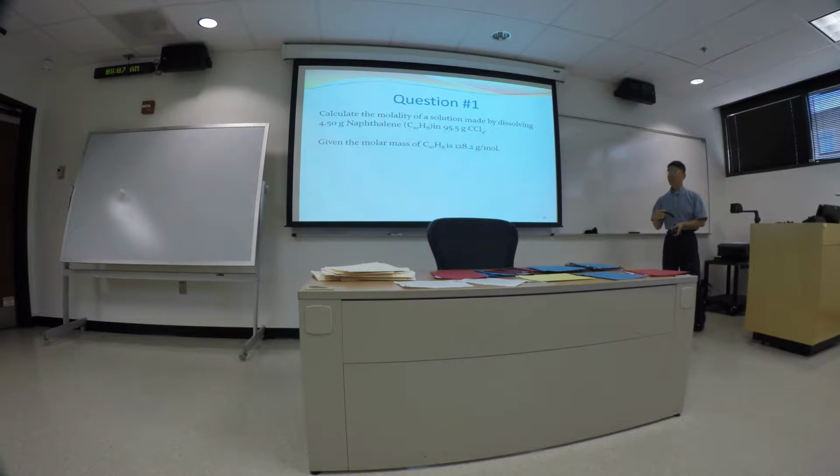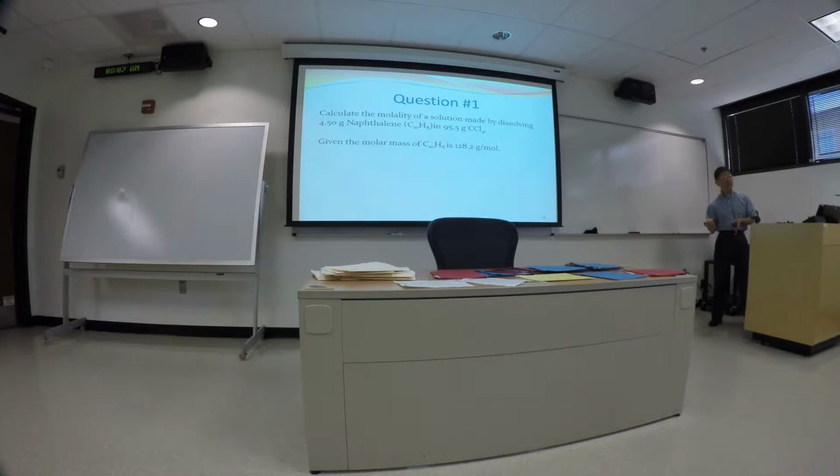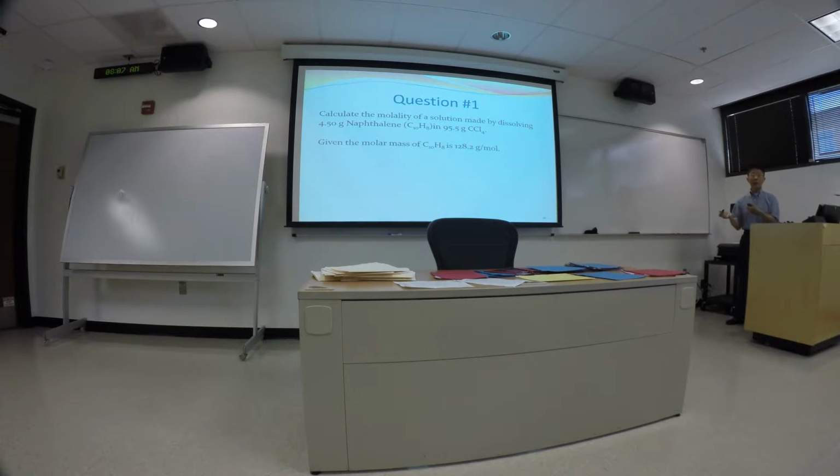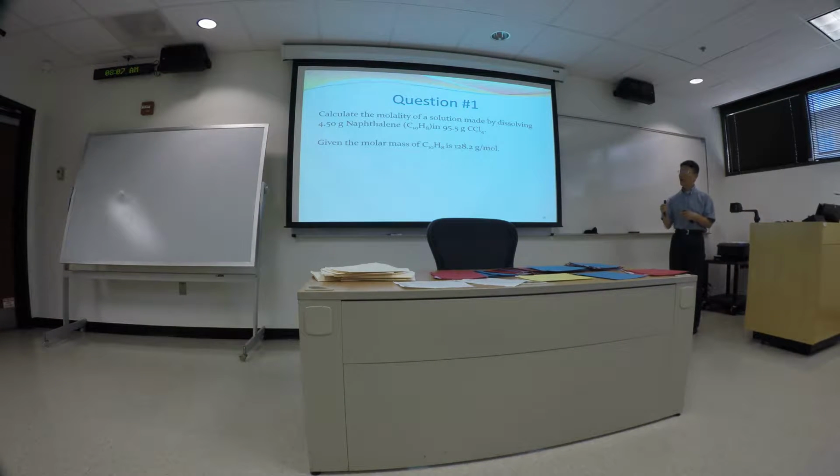Okay. Now, once we know the definition, we can ask you to do some calculations. So here, if you have 4.5 gram of naphthalene, and you dissolve it in 95.5 gram of carbon tetrachloride, what is the molality? Well, in order to do this kind of calculation, you have to know how we define it. And once you know the definition, we can go with the definition.